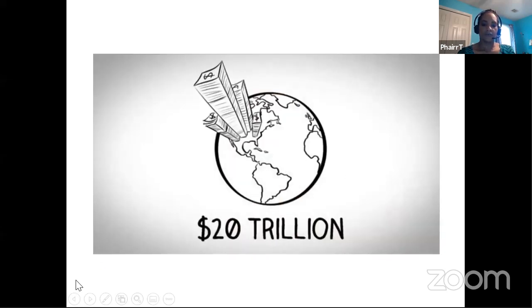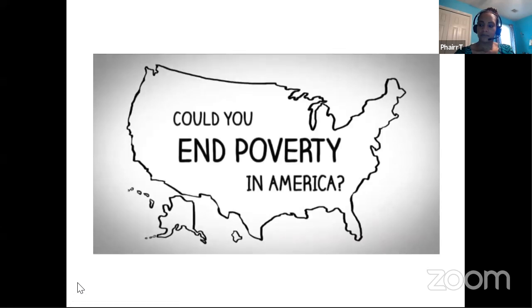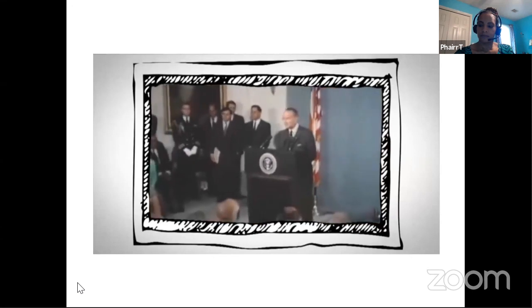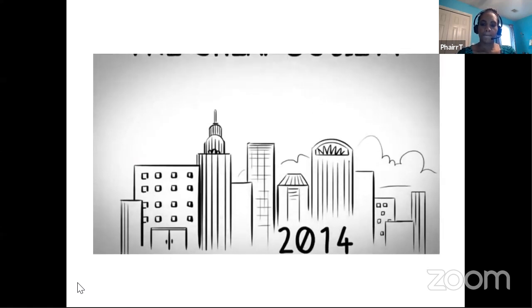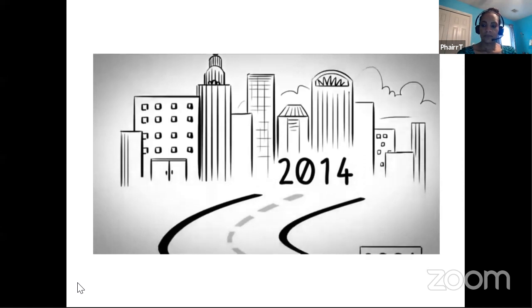$20 trillion. What would you do with all that money? You could pay off the national debt. You could spend $1 million a day for 2,000 years and still have trillions left. But could you end poverty in America? That was one of the goals of the Great Society, President Lyndon Johnson's ambitious plan to transform the lives of Americans. The Great Society is 50 years old. It's been a long, historic journey, but are we at the end of the road?